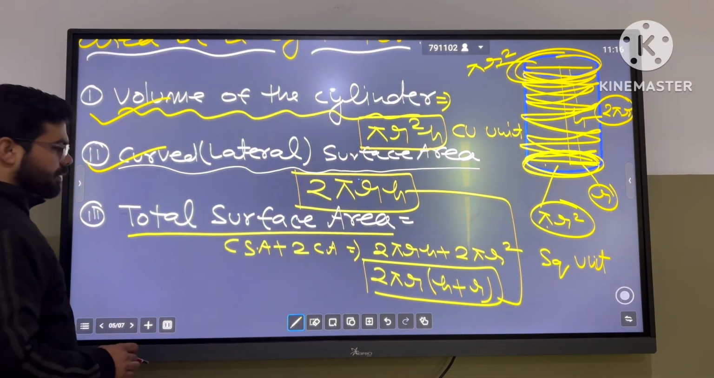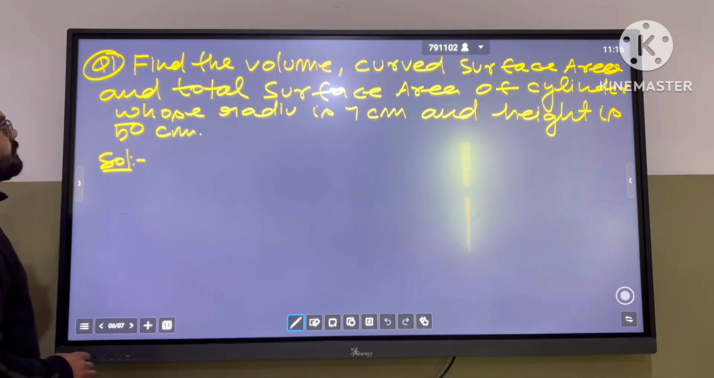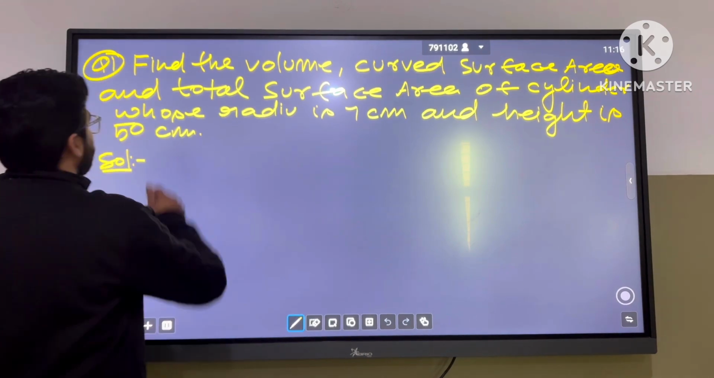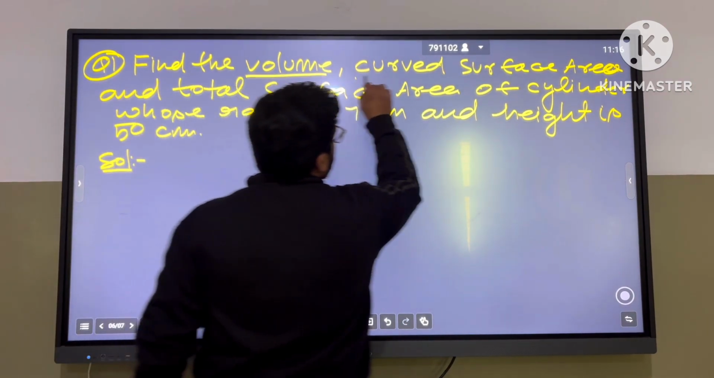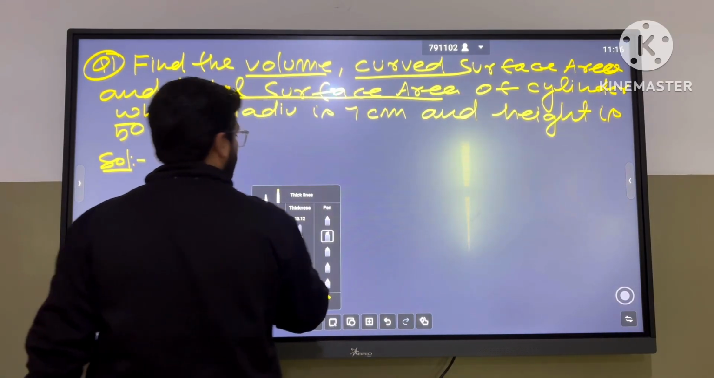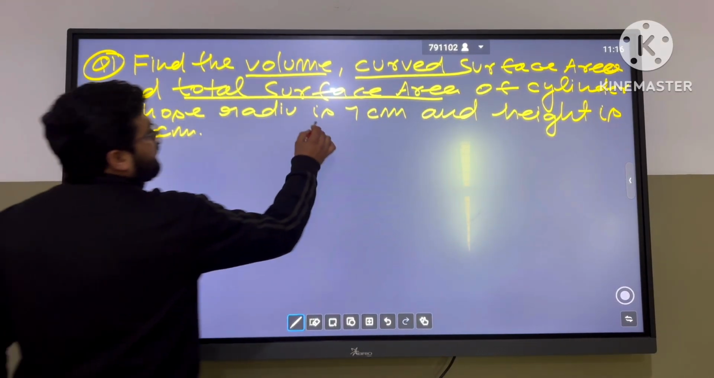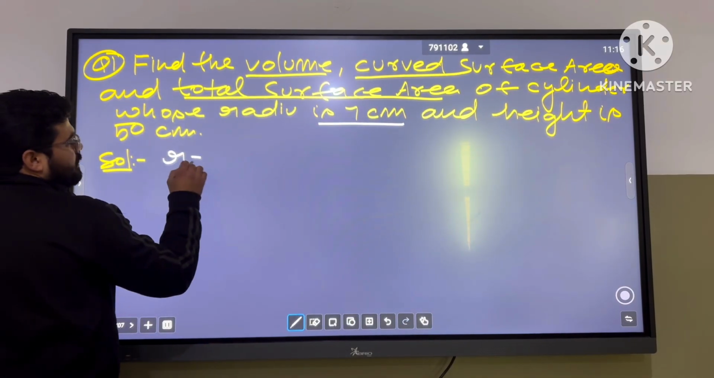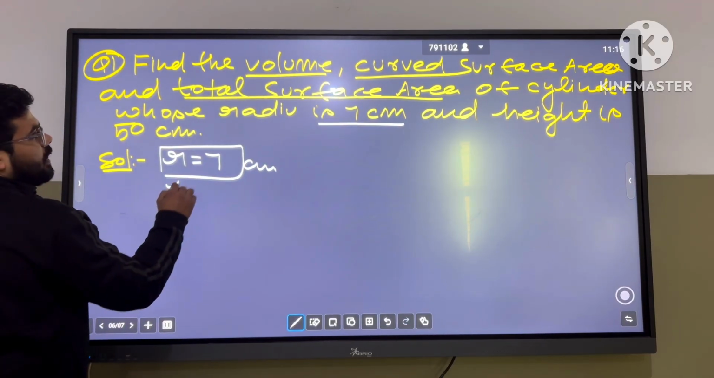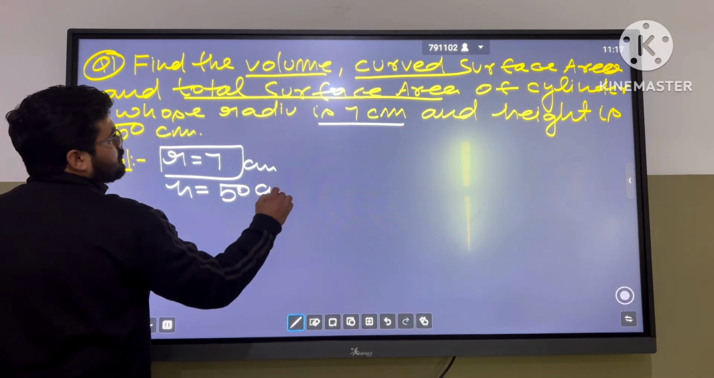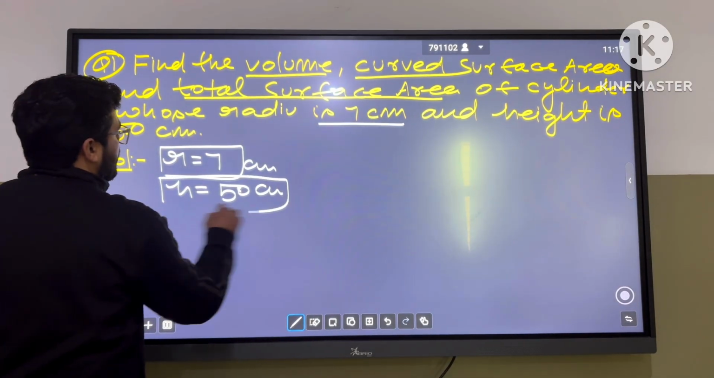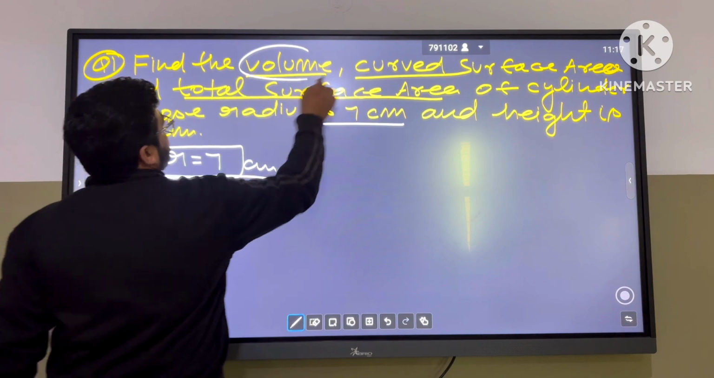Question number first of right circular cylinder is: find the volume, curved surface area and total surface area of a cylinder whose radius is 7. Dear students, here radius is 7 centimeter and height is 50 centimeter. So radius is 7 centimeter and height is 50 centimeter. We have given. And first one is find the volume.